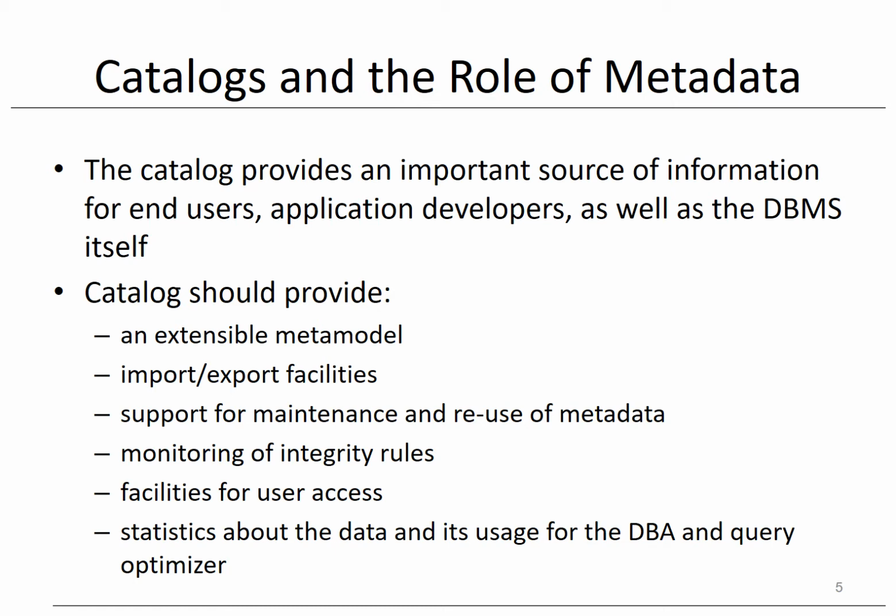The catalog also stores statistics about the data and its usage. These are extensively used by the DBA for performance monitoring and tuning. Also, the query optimizer of the DBMS relies on these statistics to determine the optimal execution path of a query.